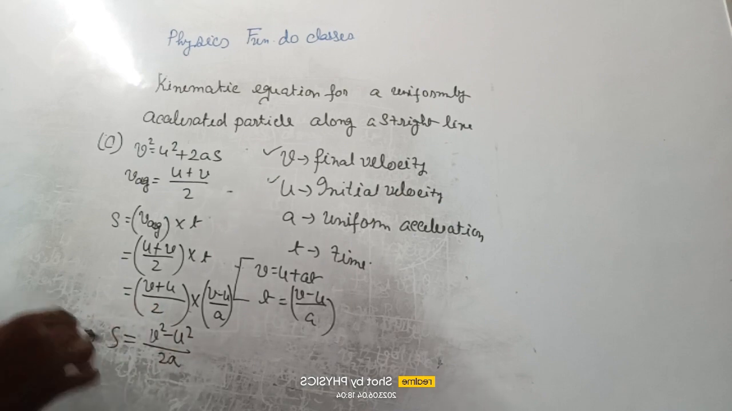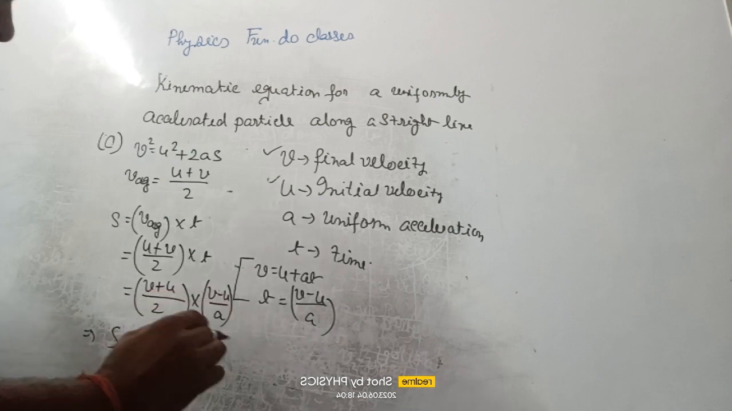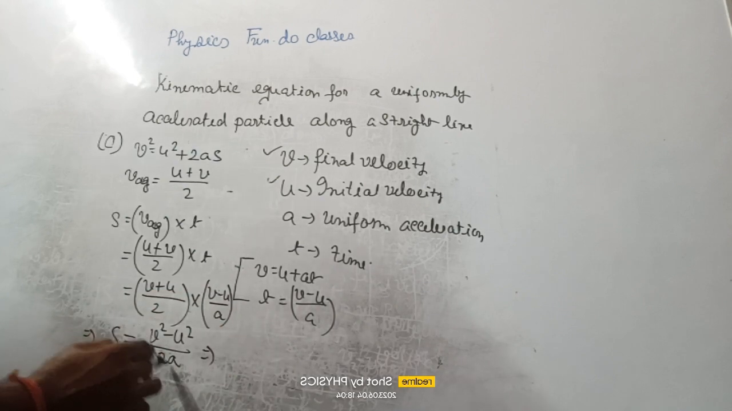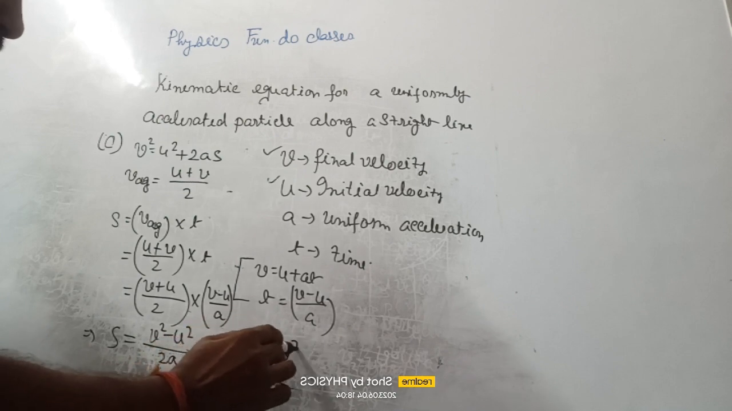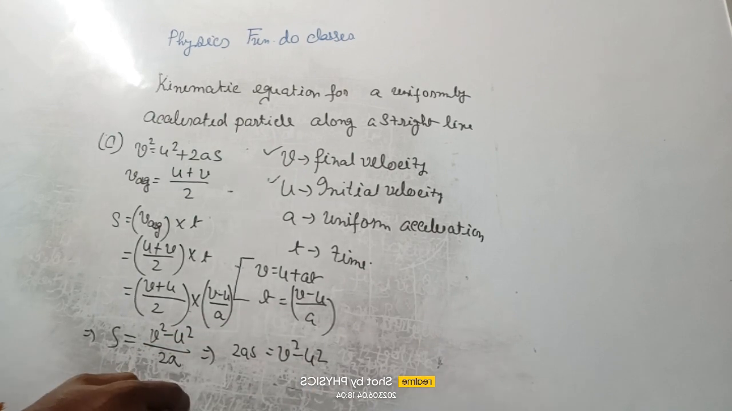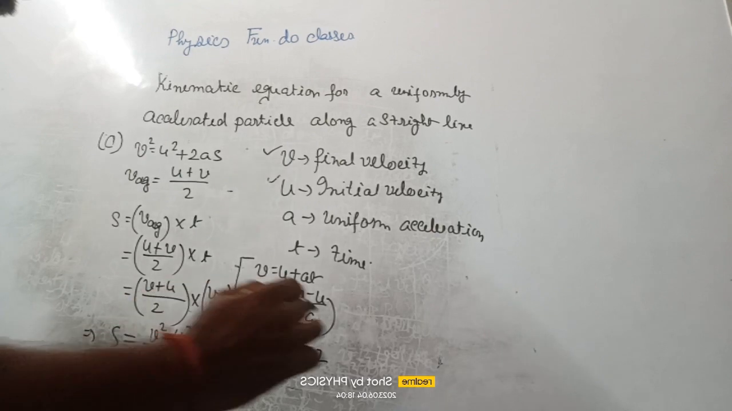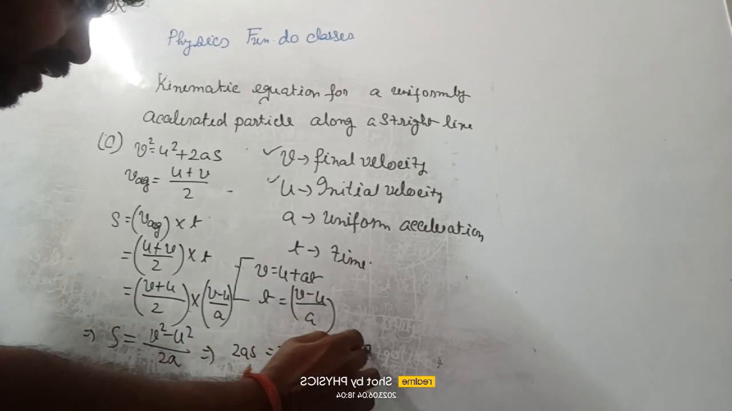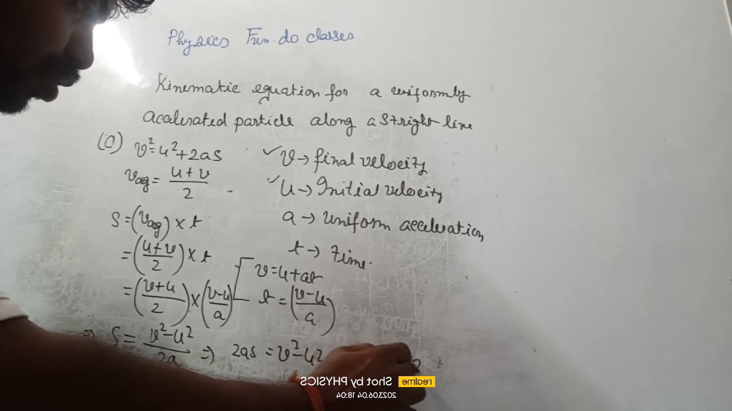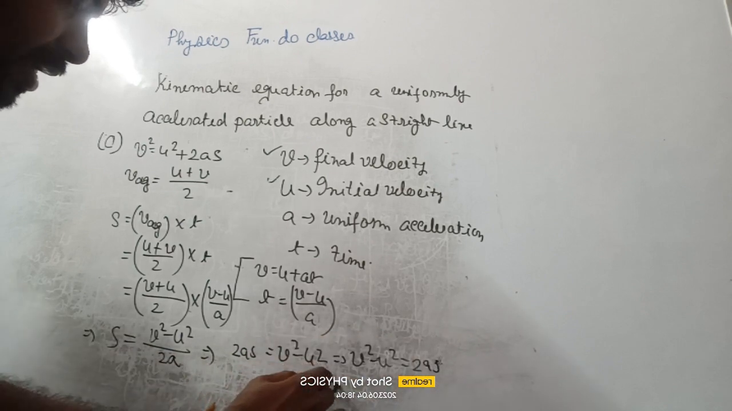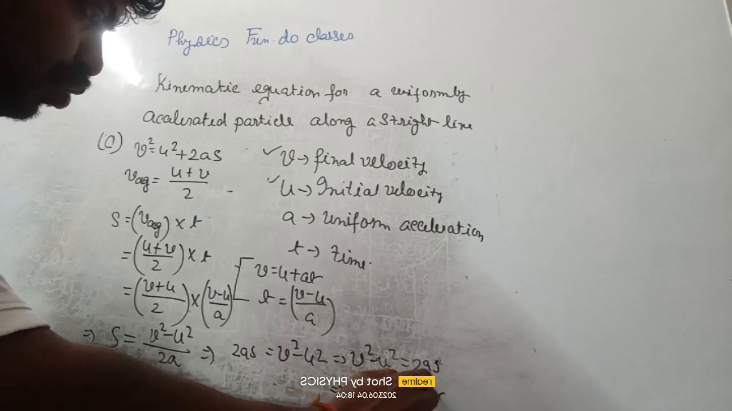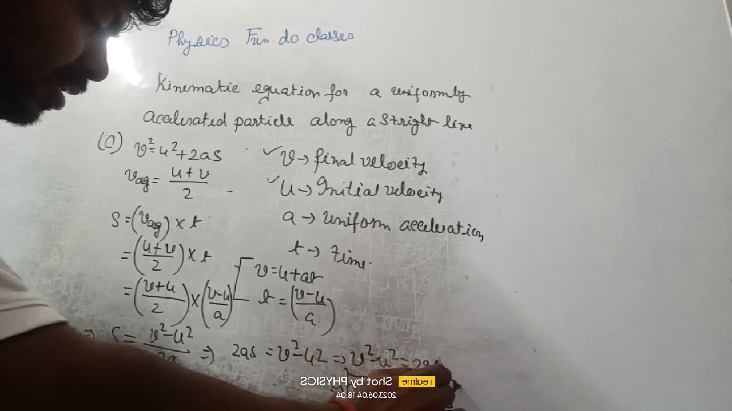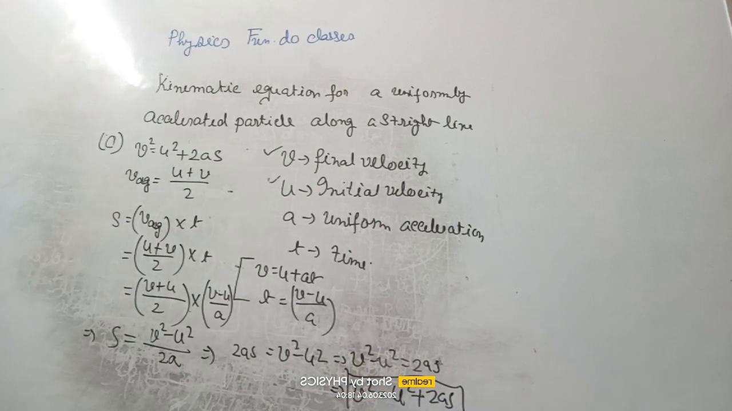So s equals v square minus u square by 2a. Now from this, multiply 2a with s. 2as is equal to v square minus u square. So here we have v square minus u square equals 2as, that is v square is equal to u square plus 2as. That is the equation we have to prove.